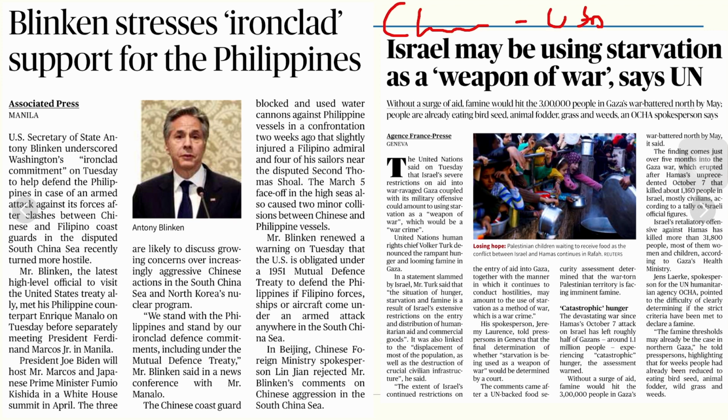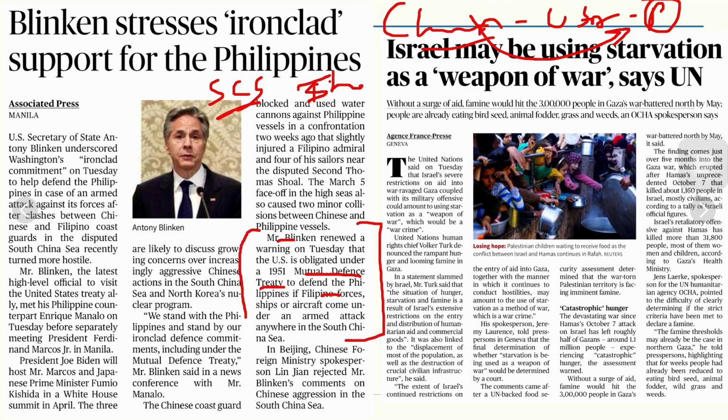Blinken means, you see, China and the USA and Philippines' role in the South China Sea. China and Philippines are right now fighting over the island issue in the South China Sea. And as you know, there is a treaty of mutual defense between the United States and Philippines, and because of the mutual defense treaty, the US is saying that we are giving an ironclad commitment to help defend the Philippines in case an armed attack against its forces is done by the Chinese.